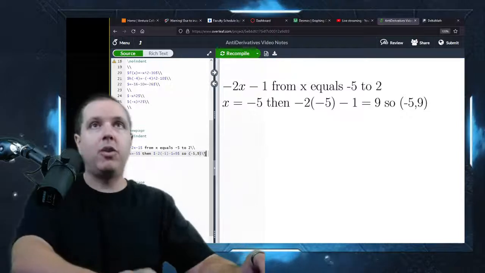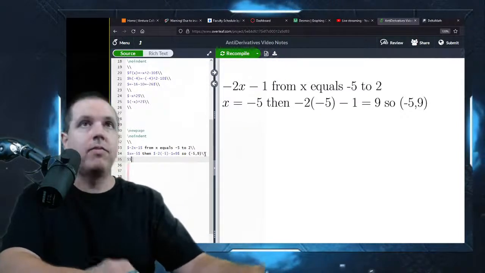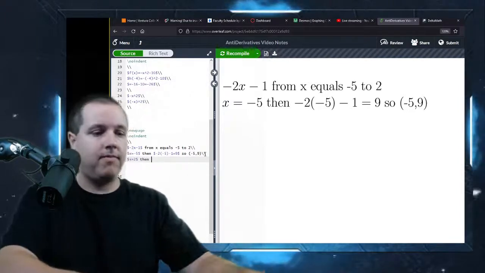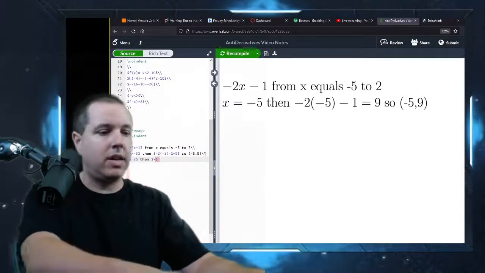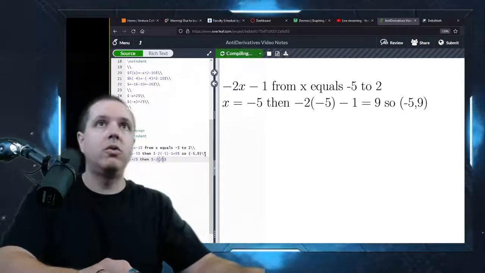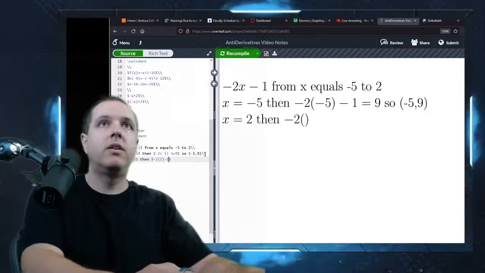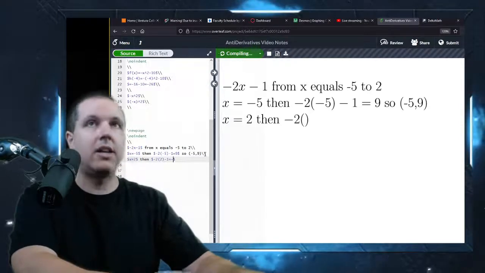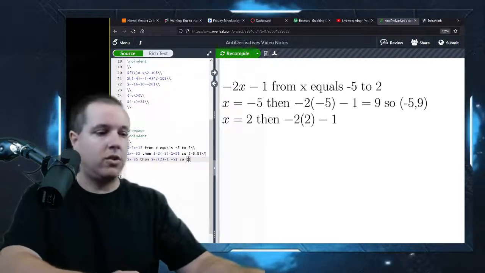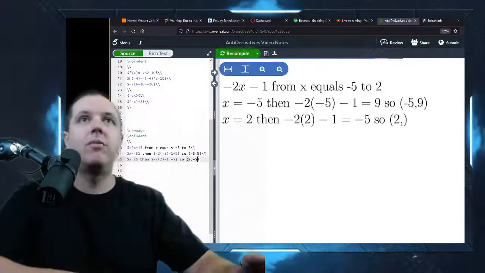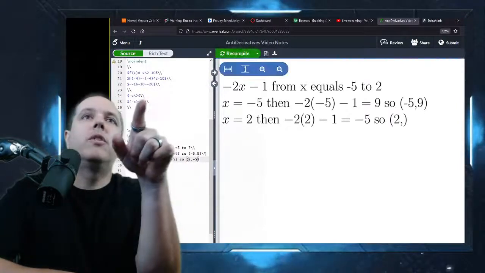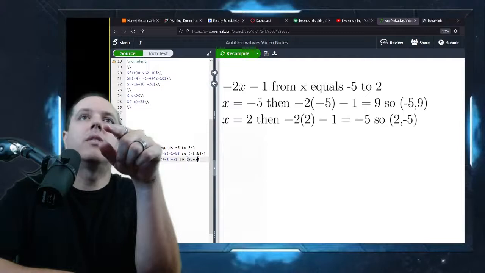Okay, so what's the other point we need? Now we try it at 2. When x equals 2, then we get negative 2 times 2 minus 1. So that's negative 4 minus 1 equals negative 5. So that gives us the point 2 comma negative 5. Let me make sure that makes sense. If we put a 2 in there, we get negative 4 minus 1, which is negative 5.